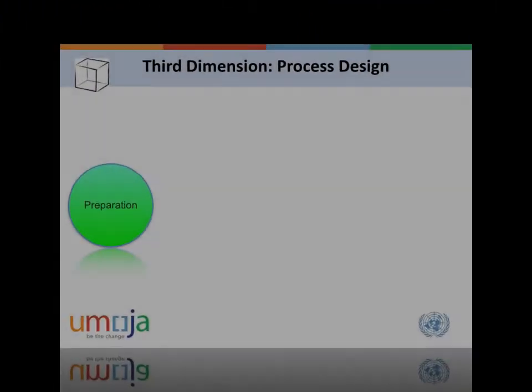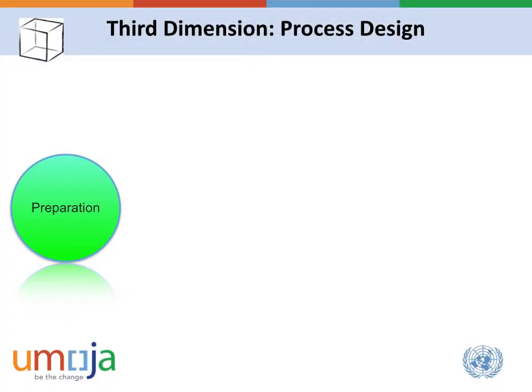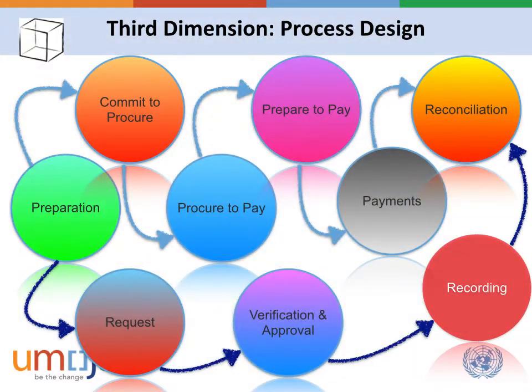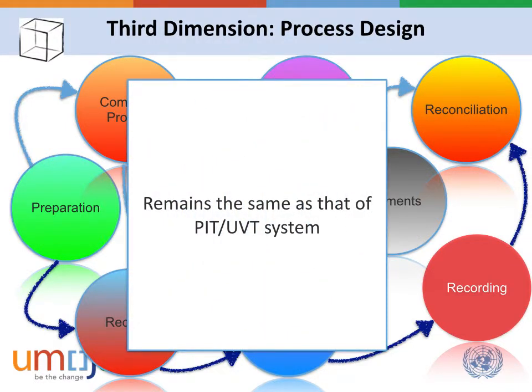The third dimension is the process design. In Umoja, it's very easy to put the process in a set of patterns. In Umoja Foundation, you always have a pattern of preparation of a transaction, with transactions falling into commit to procure, procure to pay, prepare to pay, payments, and reconciliation buckets. And on the same topic, the extension part starts with requesting, verification and approval, and the recording function. In terms of process design, the training environment remains the same as that of your PIT as well as the user validation systems.